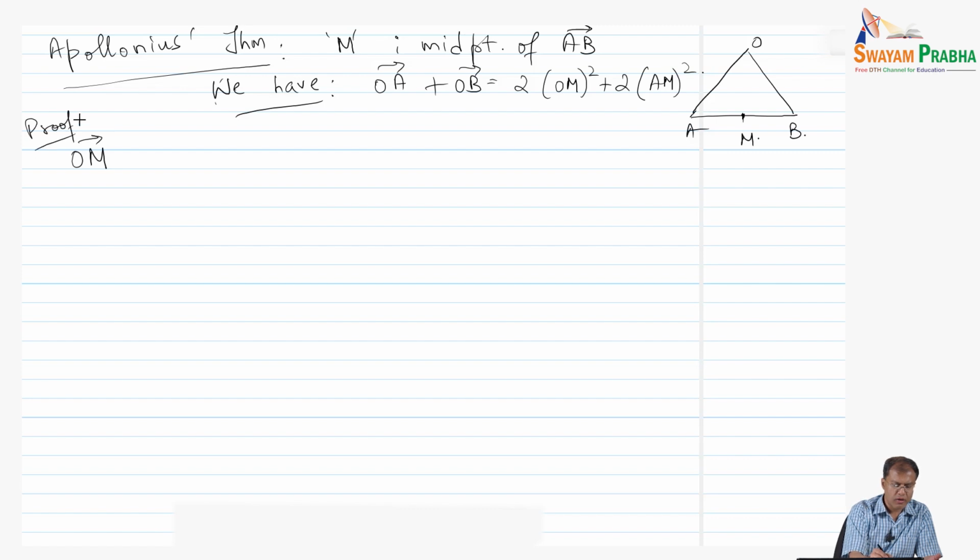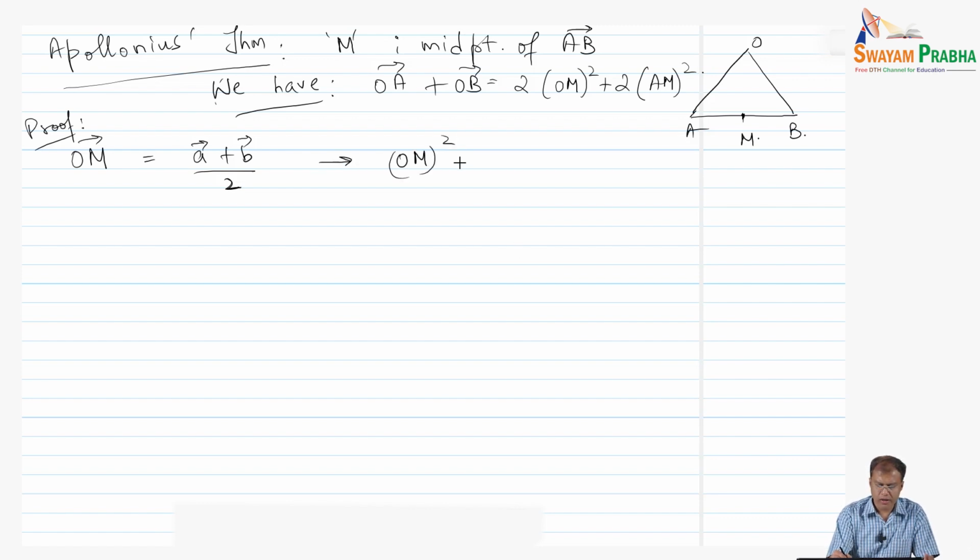So this is my quick proof. My position vector OM will be given by the position vector of A plus B by 2, right? And then we see that OM is (A plus B) by 2. And so from here we can find what is OM square.